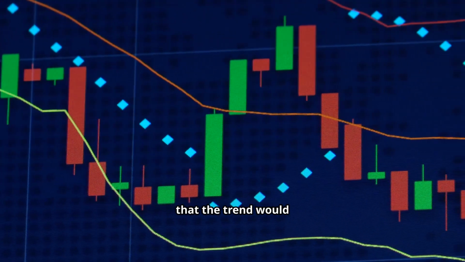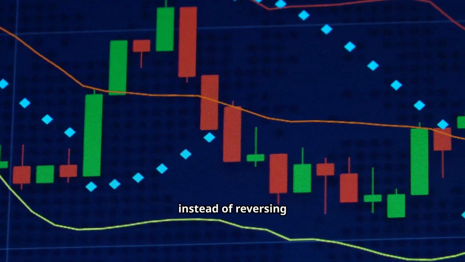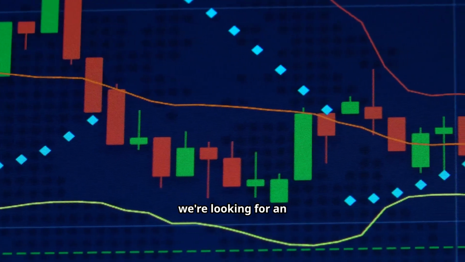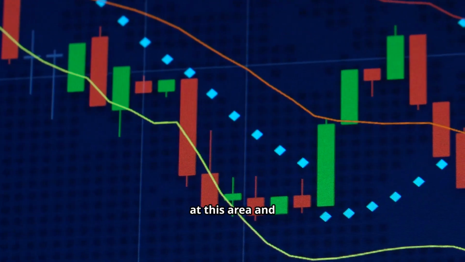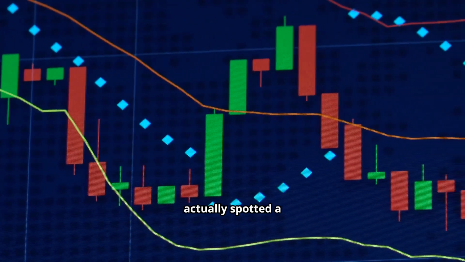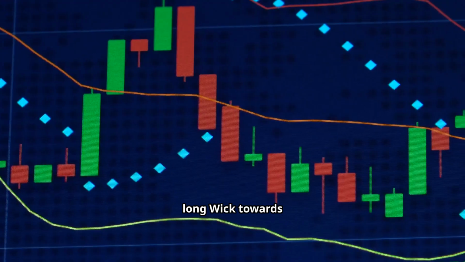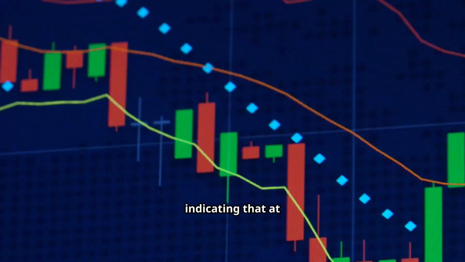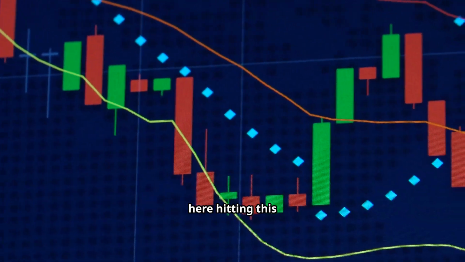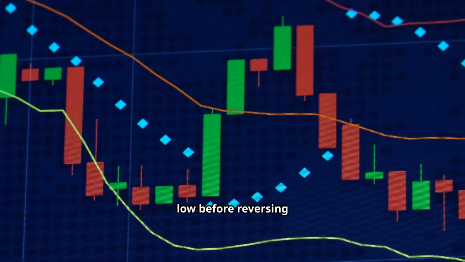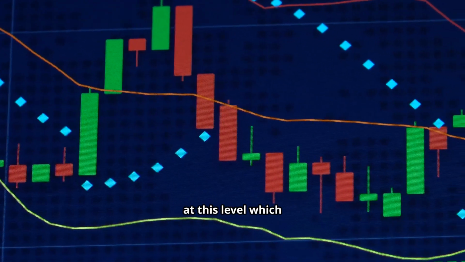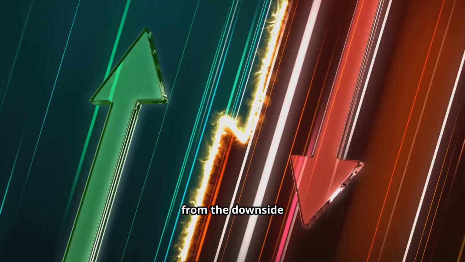And right here we actually spotted a red candle with a long wick towards the downside, indicating that at one point price went all the way down here, hitting this low before reversing back up and closing at this level, which signals rejection from the downside. Next, after this rejection candle, we also have a green engulfing candle that formed, which signals upwards momentum, further confirming that the price may continue upwards.